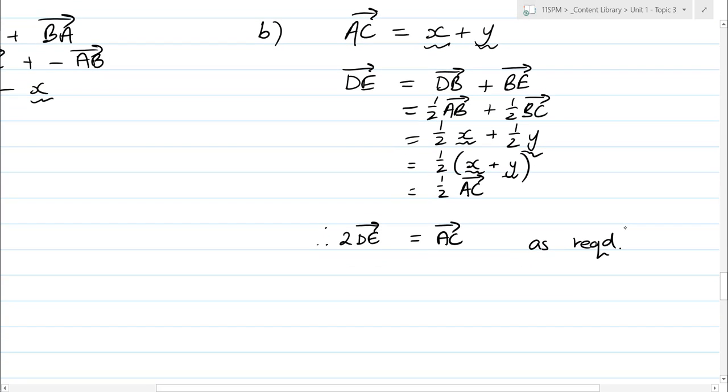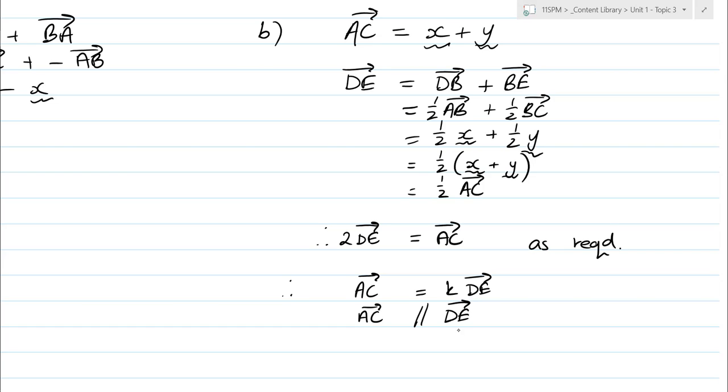And 2DE equals AC, therefore AC is equal to 2 times DE, which means that AC is parallel to DE. All you need to show that two vectors are parallel is that one is a scalar multiple of the other, and we already had it here. We had that DE was k AC, done. So that was just an easy additional step.